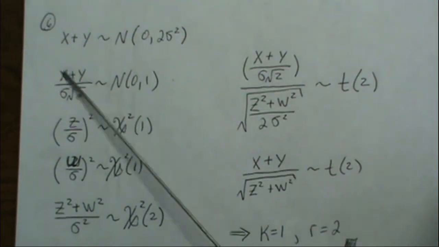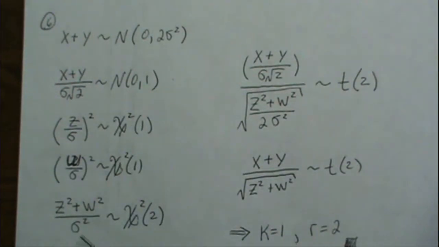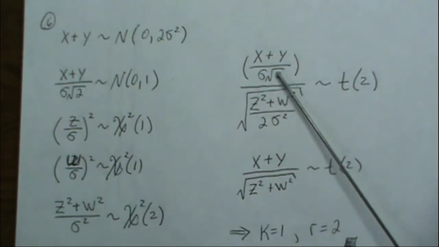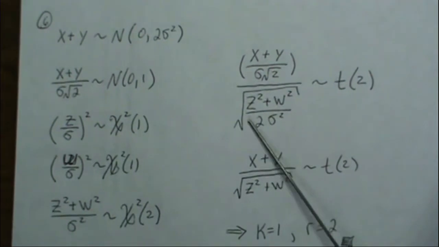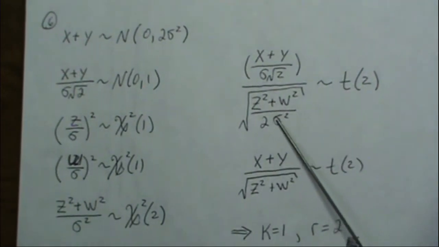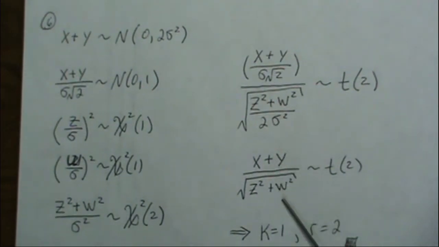So we're going to take a standard normal divided by the square root of a chi-squared divided by the degrees of freedom, and that's a t distribution, and that's what we do here. Now this sigma radical 2 cancels with this radical 2 sigma, and it simplifies to this. The problem gives us k times this, but we just want this because this is chi-squared 2. So k is 1 and the degrees of freedom is 2.